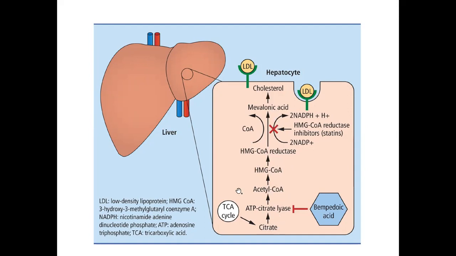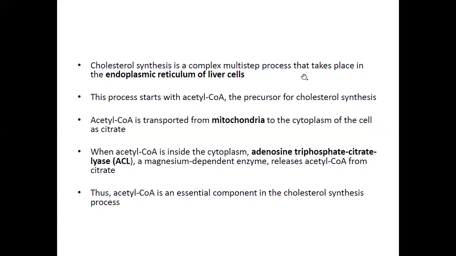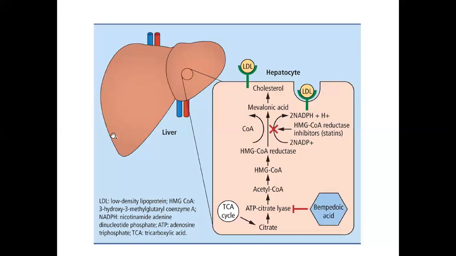from citrate. Normally, cholesterol is synthesized in the liver, in the endoplasmic reticulum of the liver cells. For it to occur, acetyl CoA is transported from the mitochondria to the cytoplasm as citrate. And this citrate is converted into acetyl coenzyme A, which is a precursor for cholesterol synthesis, by an enzyme called ATP citrate lyase. This enzyme is inhibited by bempedoic acid.